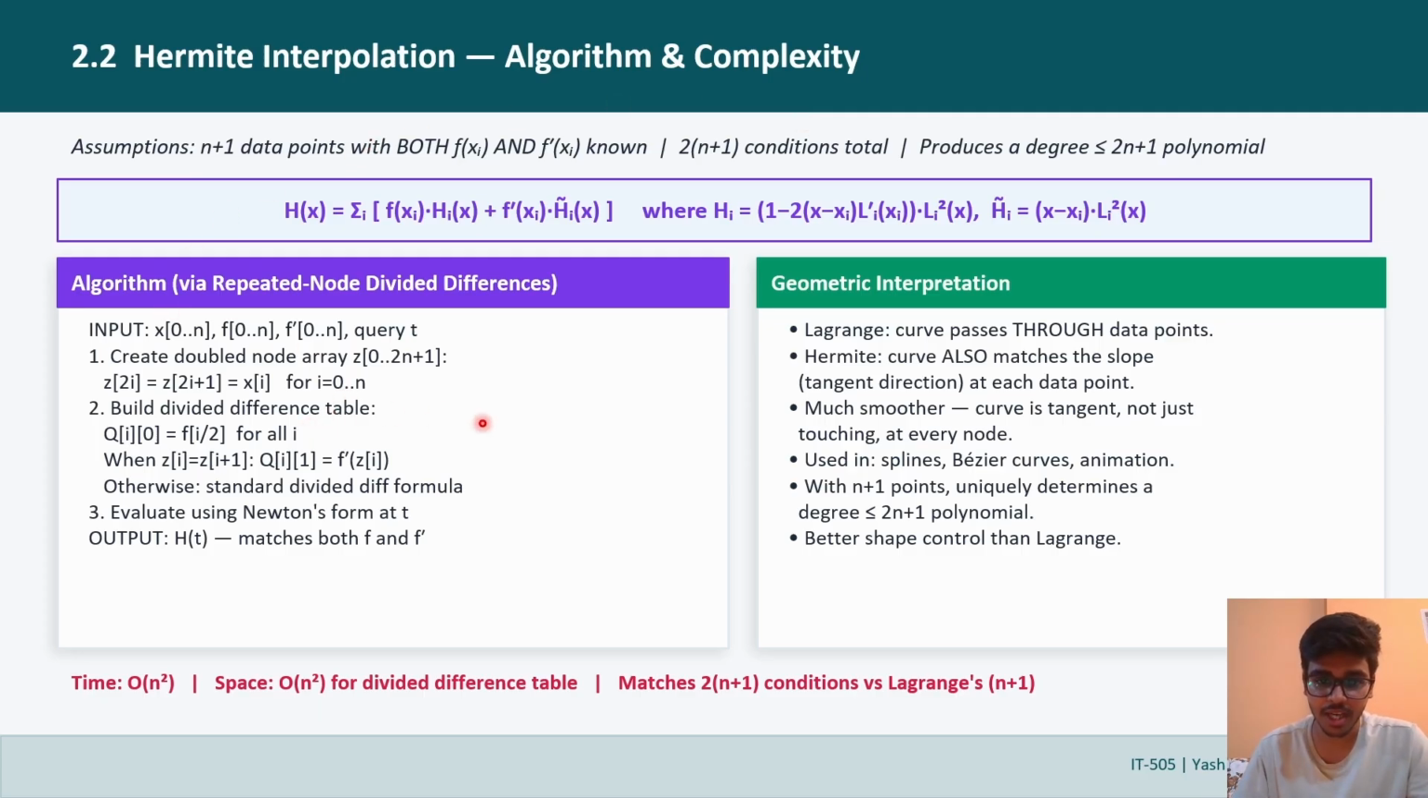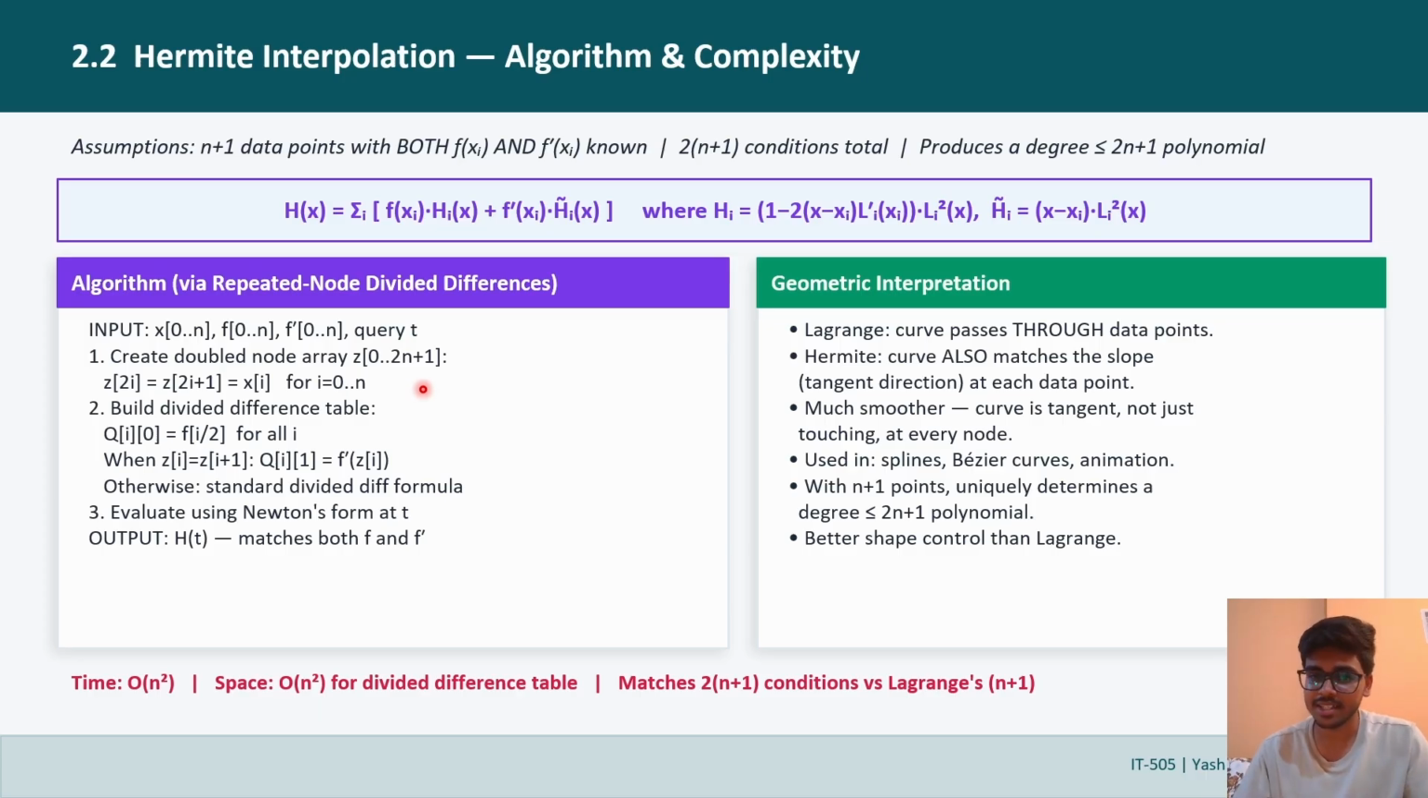We create a new node array where each xi appears twice. When we compute the divided difference table with the doubled array, whenever two adjacent nodes are the same, that is, the repeated node, we use f prime of xi as the first divided difference instead of the usual formula.